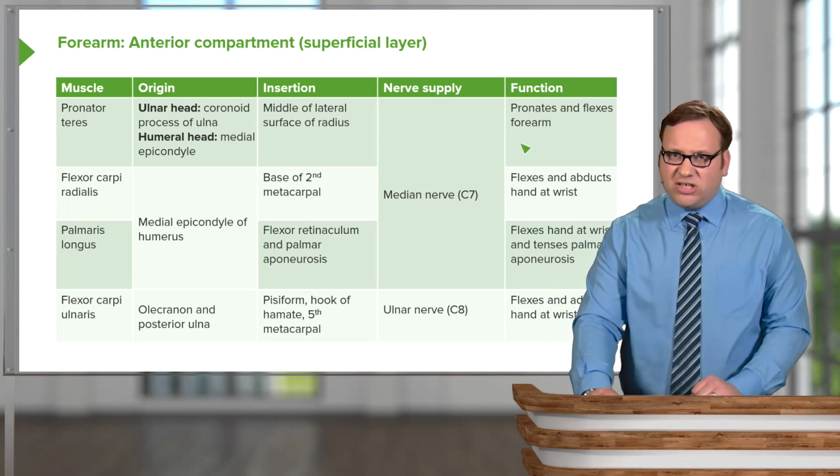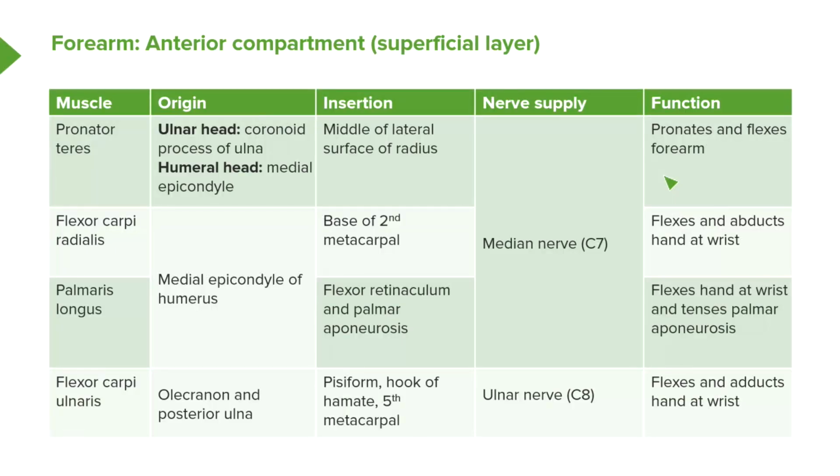If we look at the function of these muscles, well, pronator teres, its name gives it away, it pronates the forearm. It can also, because it crosses over the elbow joint, flex the forearm. Flexor carpi radialis is important at flexing the wrist. It also, because it's on this lateral aspect, can abduct the hand at the wrist joint on contraction. Palmaris longus flexes the hand at the wrist. It also tenses the palmar aponeurosis.